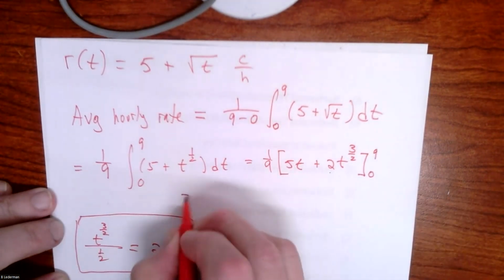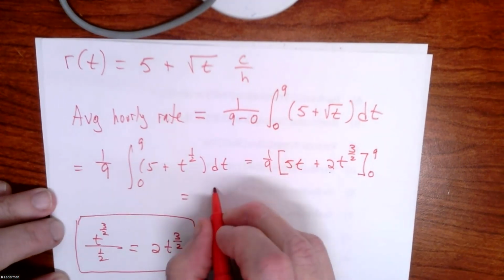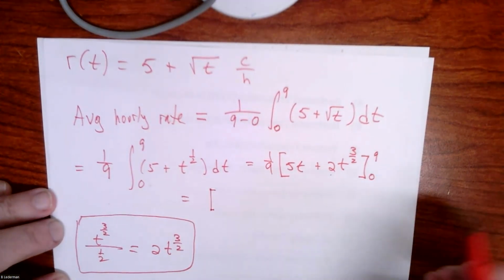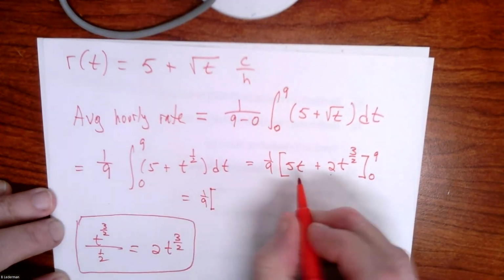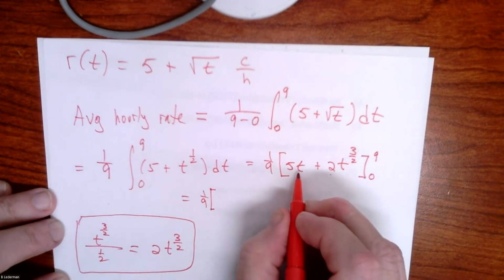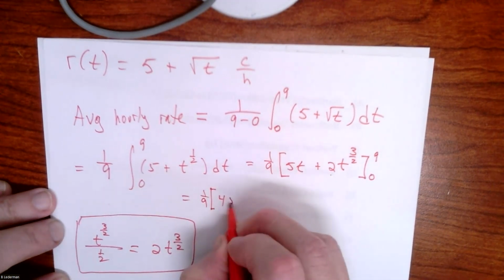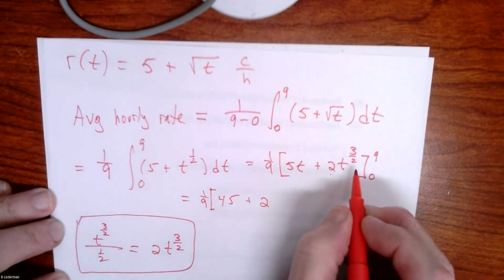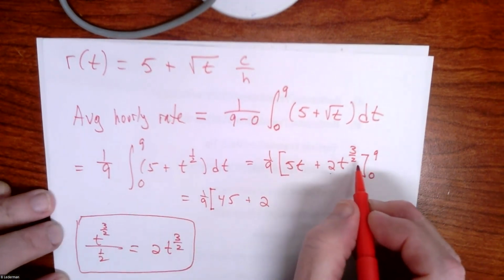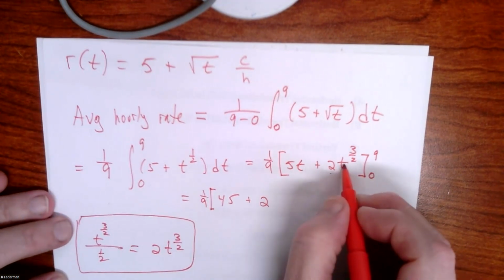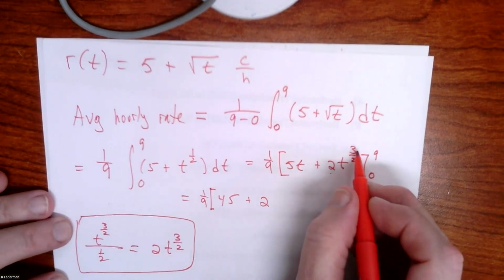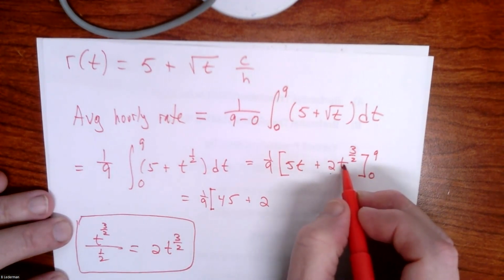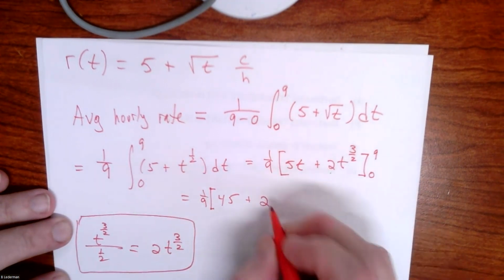Anyway, when t is 0, this whole thing just disappears, so I don't have to worry about it. So it's 1/9, and let's just look when t is 9. Well, when t is 9, that's 45 plus 2 times 9 to the 3/2. Now, what does 3/2 mean? It means the square root of t raised to the third power. Well, the square root of 9 is 3. 3 to the third power is 27.